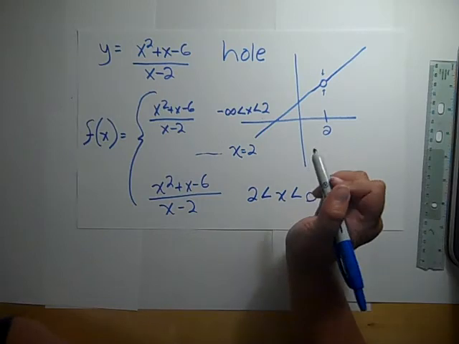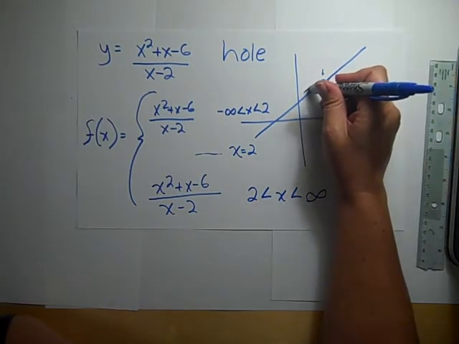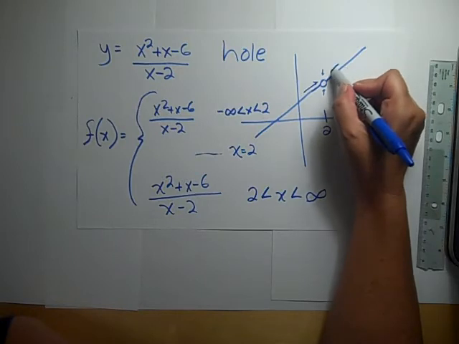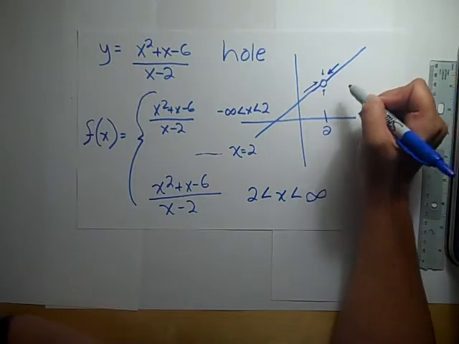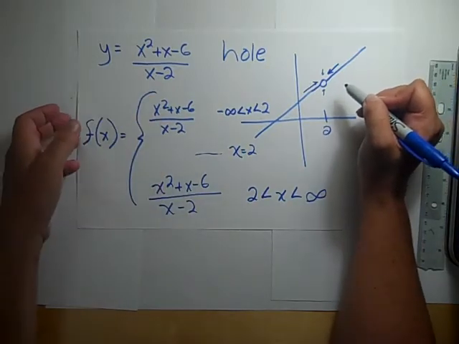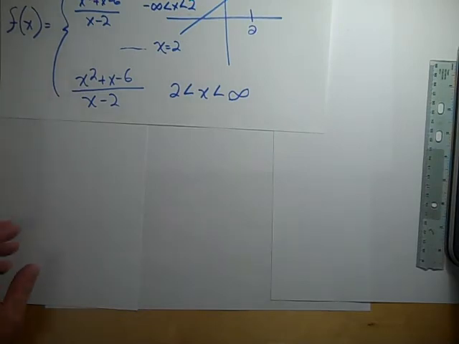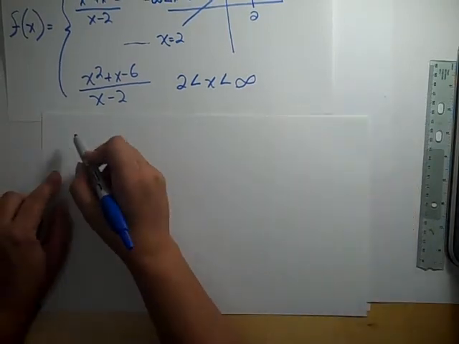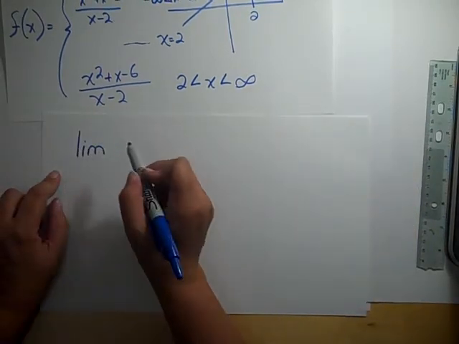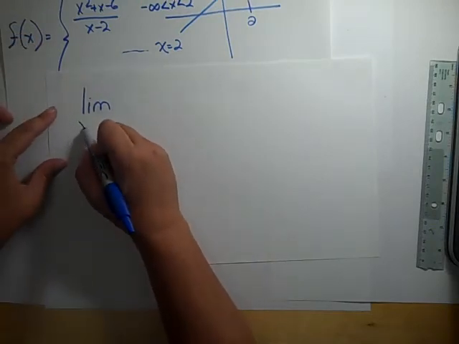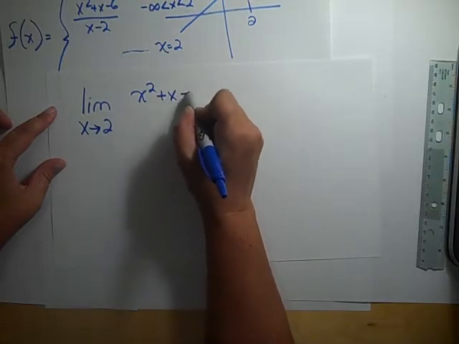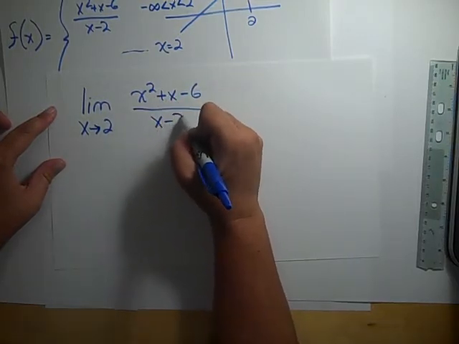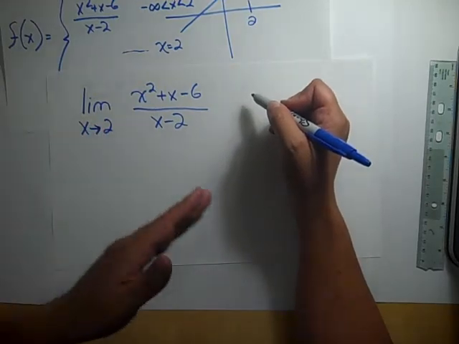How can we find that? What does the function intend to do as it approaches 2? Oh, a function's intention is the limit. Do you remember that? So we want to know what the function intends to do as it approaches 2. Well, that is exactly the same, which is why this question is awesome, as saying what is the limit as x approaches 2 of x squared plus x minus 6 over x minus 2. Remember, a limit is what the function intends to do.